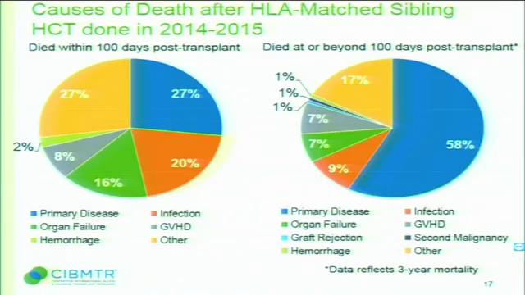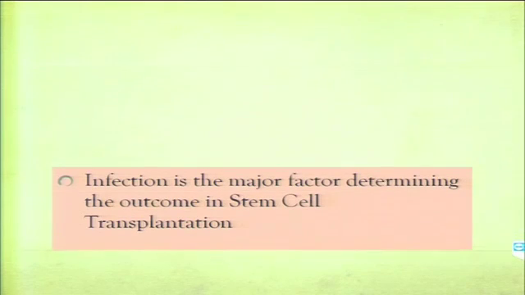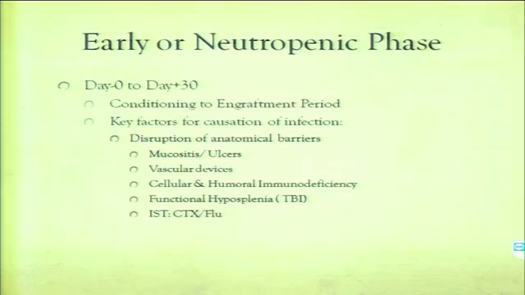whether it is autologous or allogeneic. Even though the primary disease relapse remains the main cause, infection is actually number two, and a substantial number of cases come to the infection, and that is responsible for the mortality in the transplant. So infection is thus the major factor determining the outcome in stem cell transplantation, and one needs to keep that in mind, because it can be a big hurdle in the conduct of the transplant when the transplant program is being started in the center.